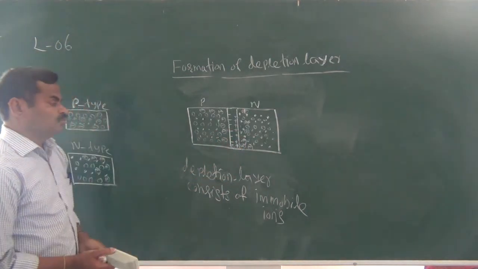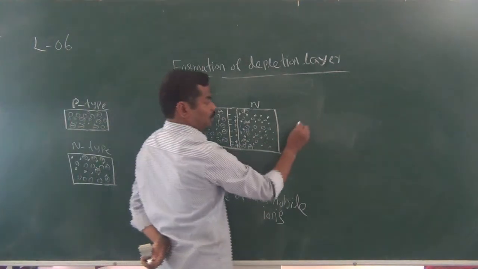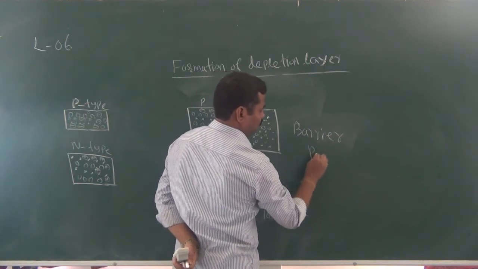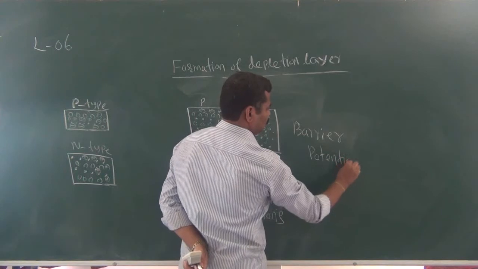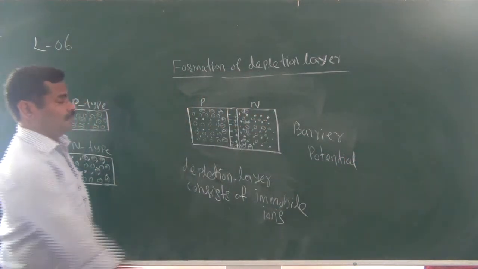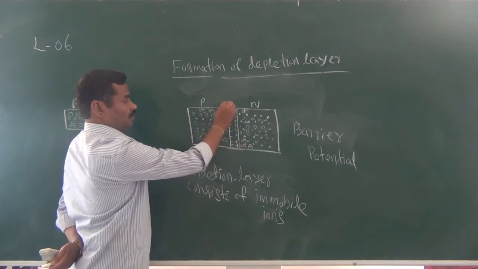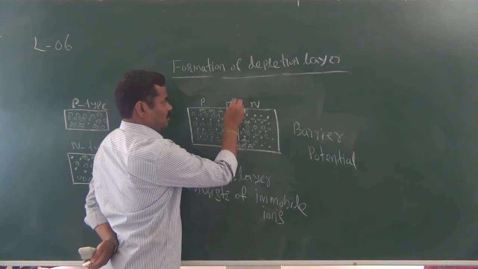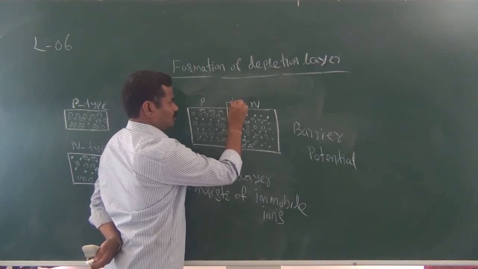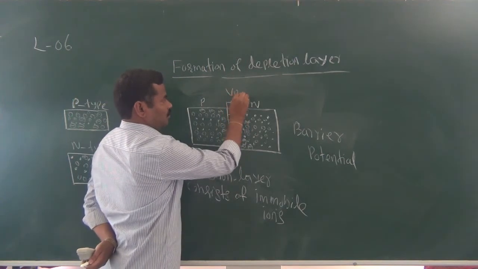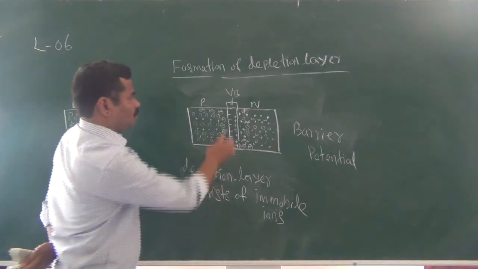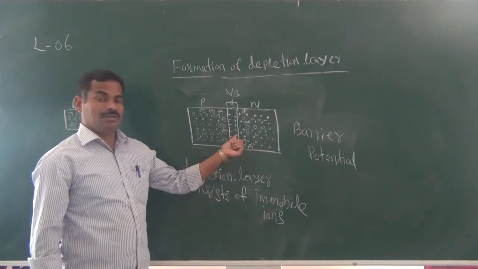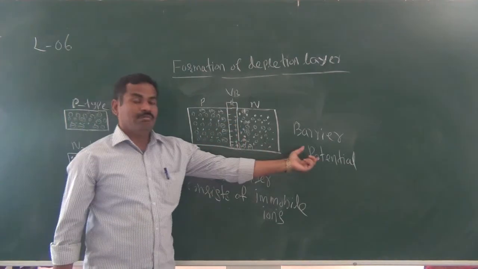Another important property is the barrier potential. This is also important. Look here, as we know already, this negative ion and this positive ion will create some electric field. They will create some potential difference. This potential difference is called Vp, and that is nothing but the barrier potential. It means these negative ions and positive ions create some electric field and some potential. This potential is nothing but the barrier potential.